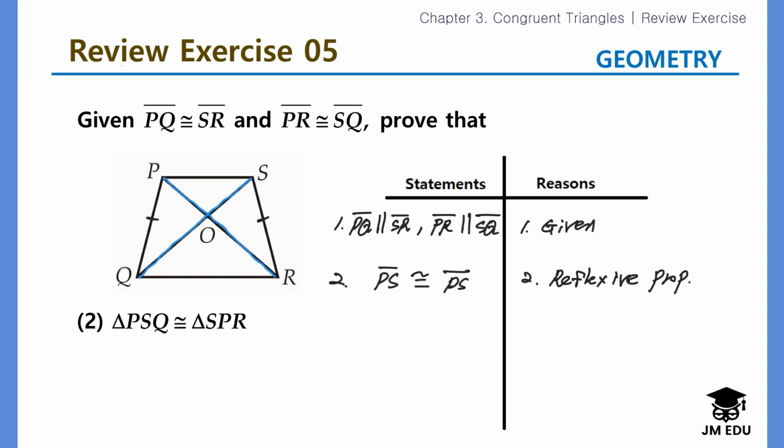So these two triangles are congruent by SSS congruence, right? So we can conclude that number 3, triangle PSQ is congruent to triangle SPR by SSS congruence.